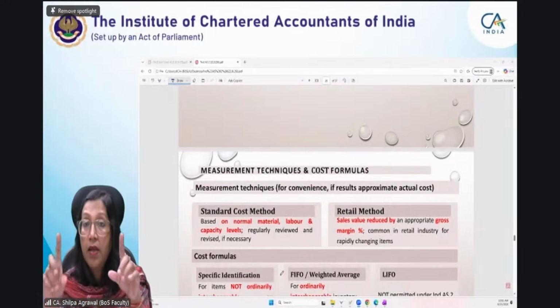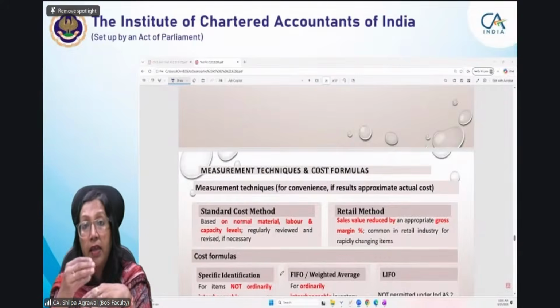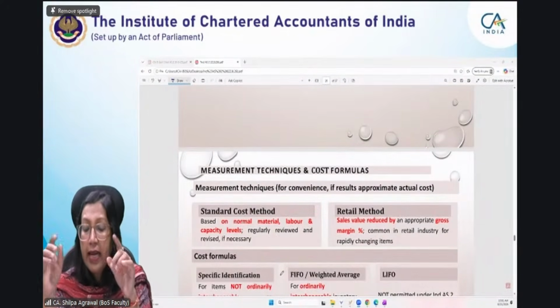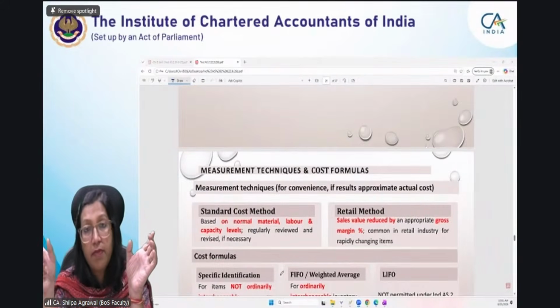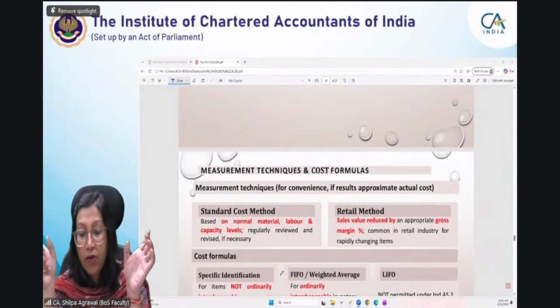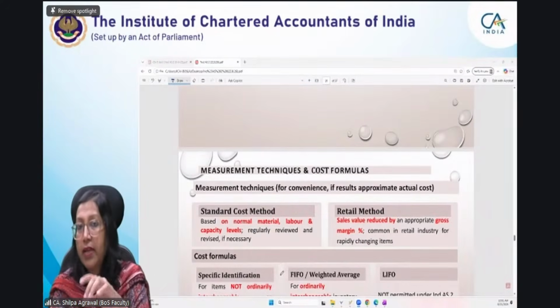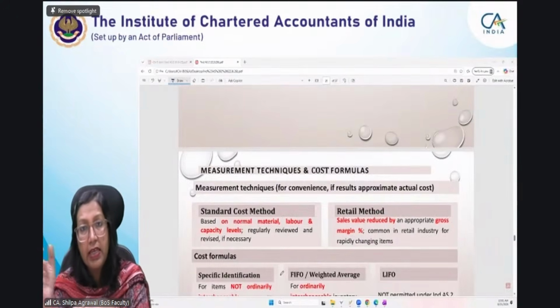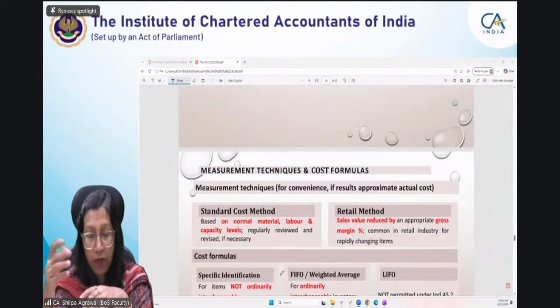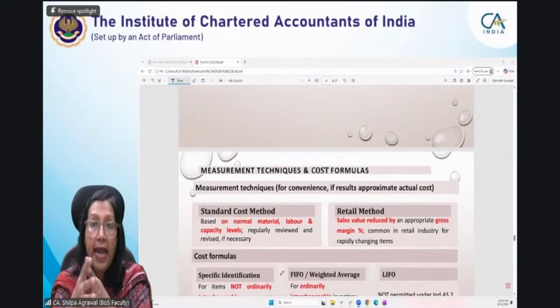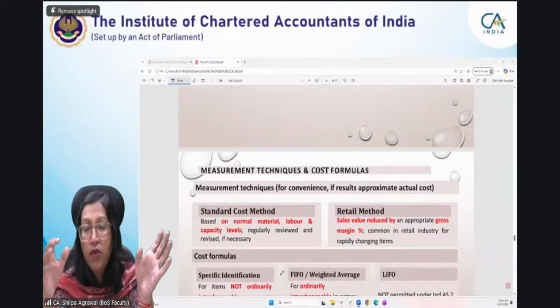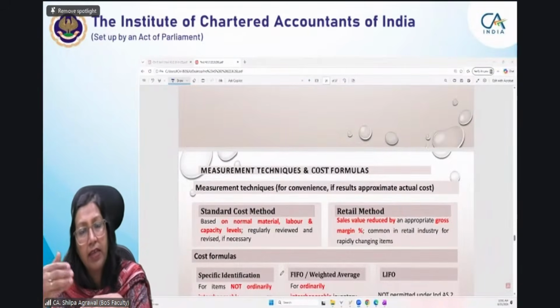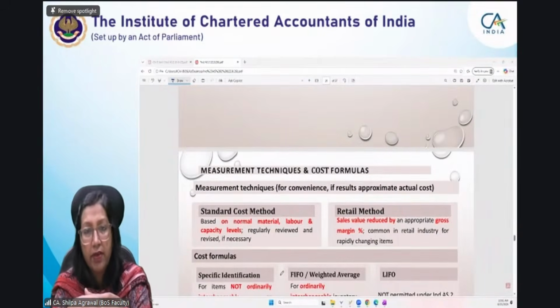Okay. We were talking about retail market, where the items are recurring in nature and very fast moving items are there. In that case, what we identify is the gross profit margin ratio. Sales value reduced by that gross profit margin, whatever arrives is cost of goods sold. हम cost of goods sold के basis पे ही identify करते हैं inventory value. ठीक है. We'll discuss how it is to be calculated. Then another is your standard cost method based on normal material, labor and capacity, जो कि हमने अभी देखा. और उसको हम every reporting date पे check करते हैं cost और NRV whichever is less. ठीक है.